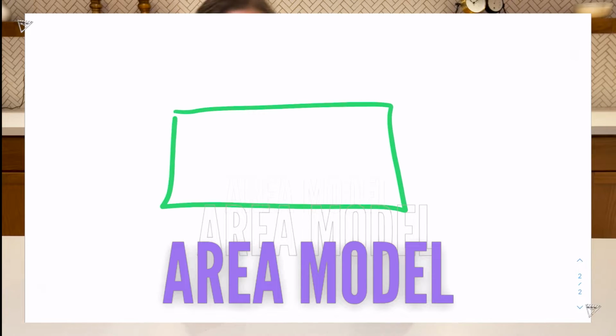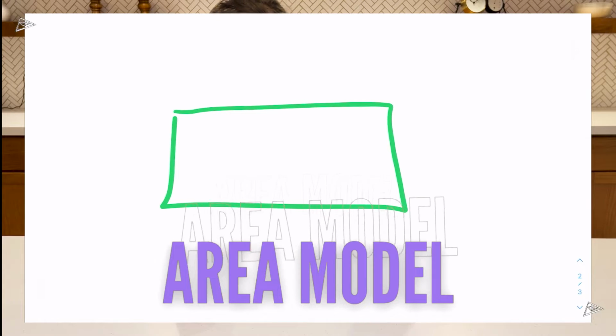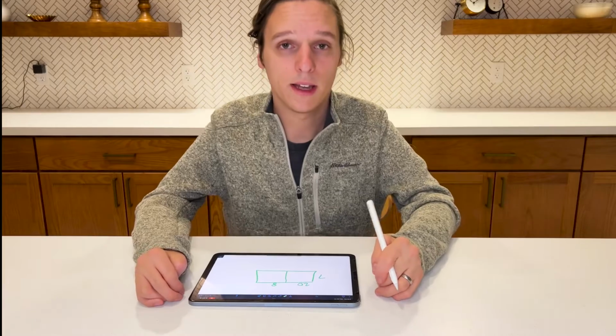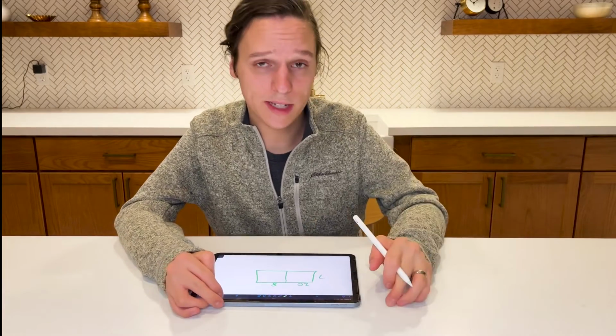So let's show you another way of solving 7 times 28. We could use what's called the area model. In this case, I'm going to draw a rectangle, and I'm going to put a 7 over here, and then I'm going to split this in half, and I'm going to put a 20 right there, and an 8 right here. Now, 7 times 20.